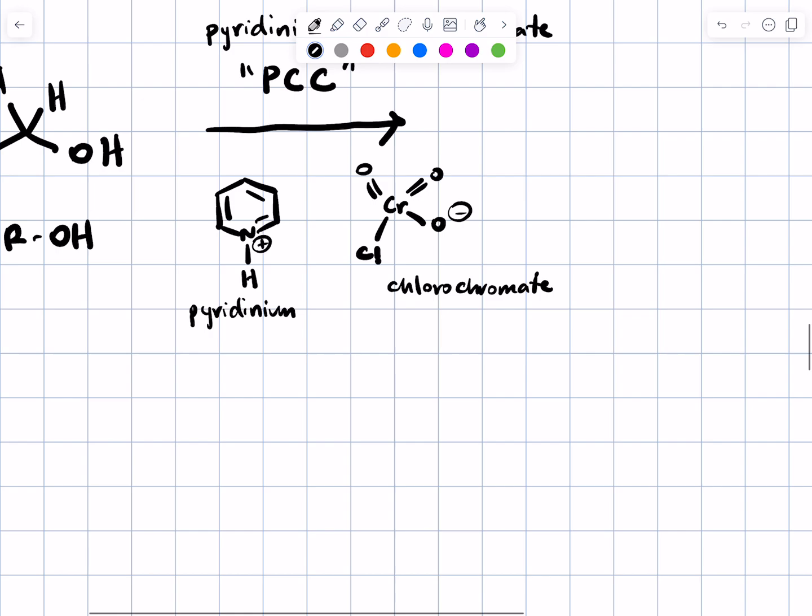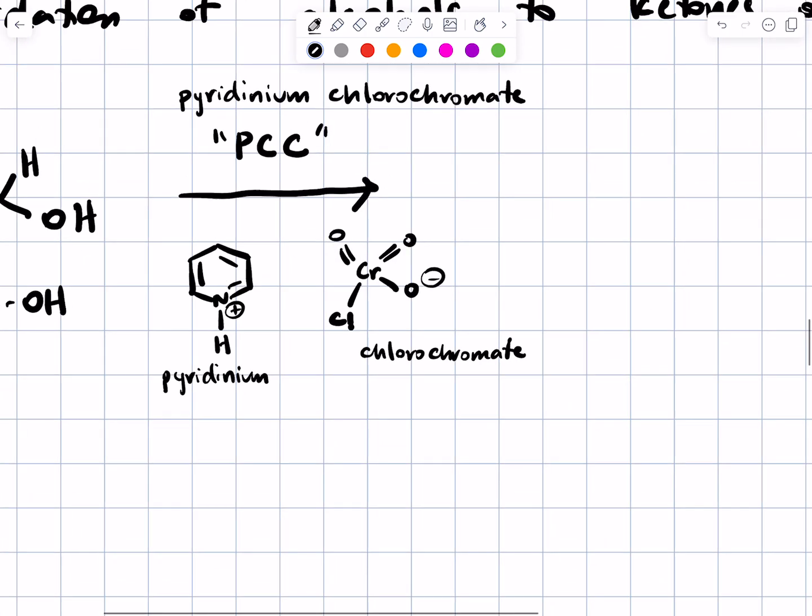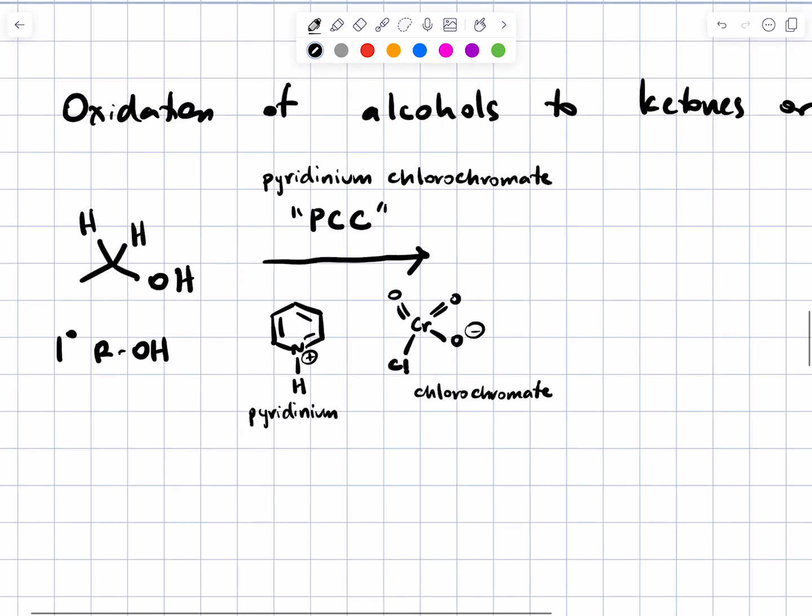As I said, the pyridinium is there for solubility, but you can think of it as just a spectator counterion. The chromium and the chlorine are the key portions of this reagent. And chloro is a leaving group.